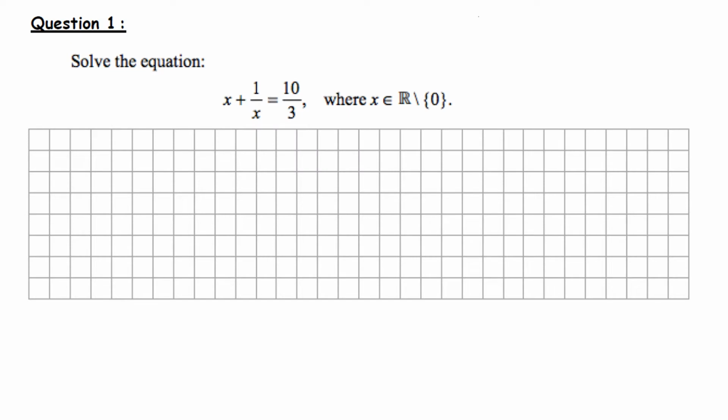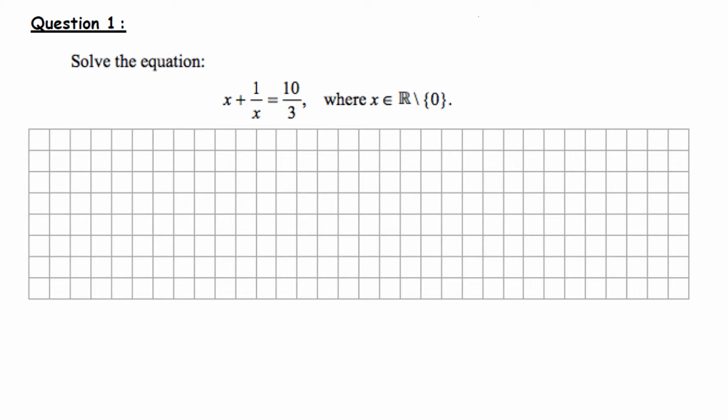Question 1: solve the equation x plus 1 over x is equal to 10 over 3, where x is an element of the real numbers but excluded from 0. The reason we see that exclusion of 0 is because we have 1 over x. If that was 1 over 0, that would not exist. We can't divide by 0. So all that's telling us is that it can't be 0, and we should know that already.